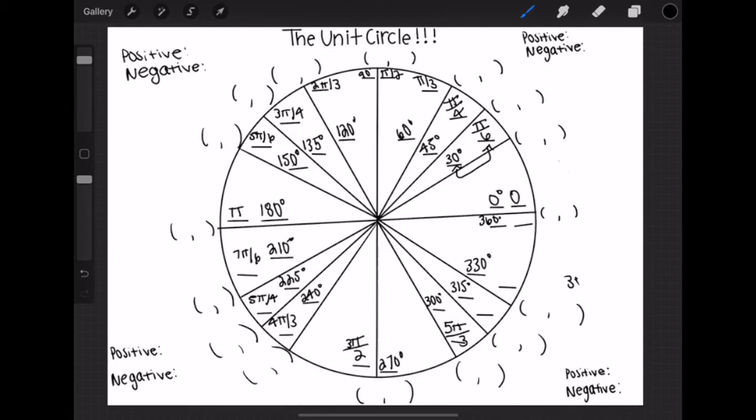5 pi over 3. 7 pi over 4. 11 pi over 6. And 2 pi. So now, this one, you really kind of just have to remember. There's ways you can remember it.